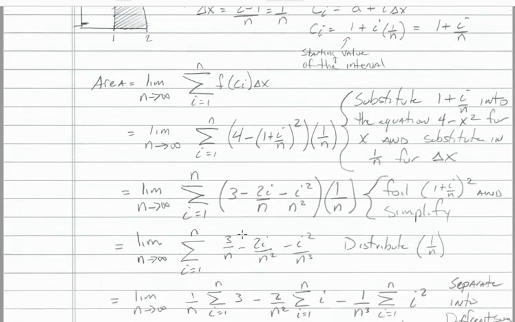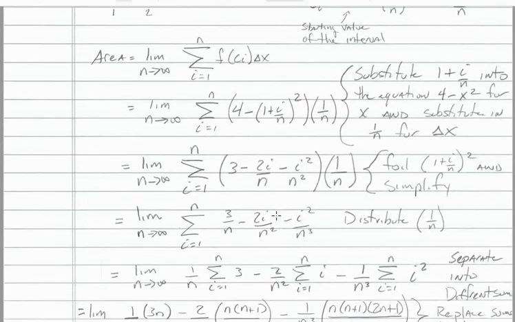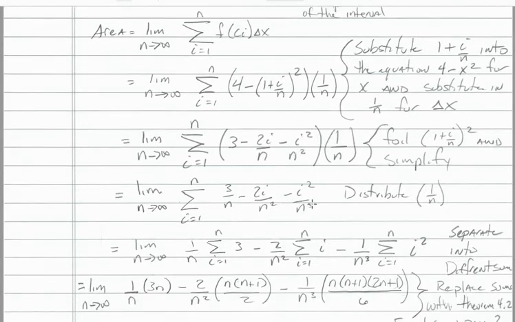It may or may not be easier to go through this, but let's go ahead. If we FOIL out the 1 plus i over n, because it tells us to square it, and combine it with that 4, we end up with the limit as n approaches infinity of the sum from i equals 1 to n of 3 minus 2i over n minus i squared over n squared. I left an error out there. It should be i squared over n squared, with a fraction line there. Times delta x, which is 1 over n.